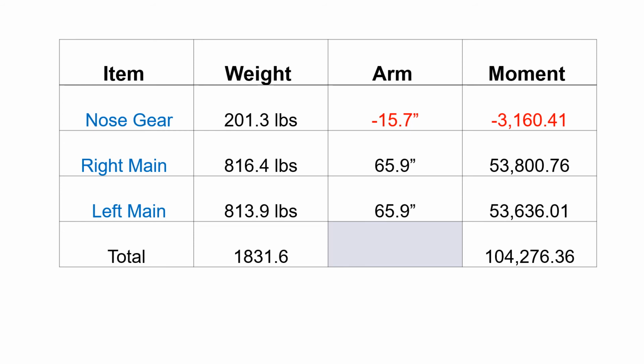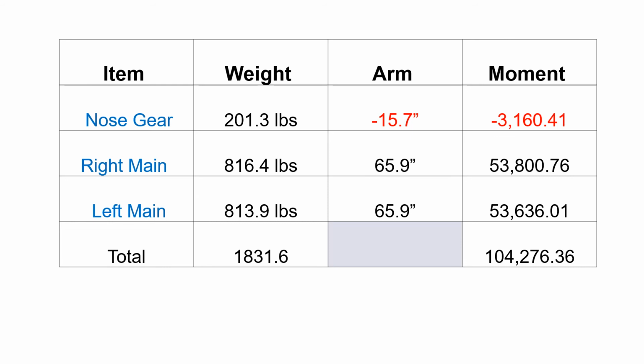Again, we will create our item, weight, arm, and moment chart as in the previous example. Then we will add the three weighing points under the item column: our nose gear, right main gear, and left main gear. Then we will input the corresponding weight and arm for each item into the chart. Note that the arm of the nose gear is forward of the Datum, so therefore it is a negative value.